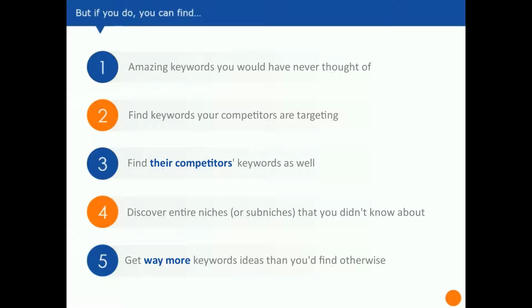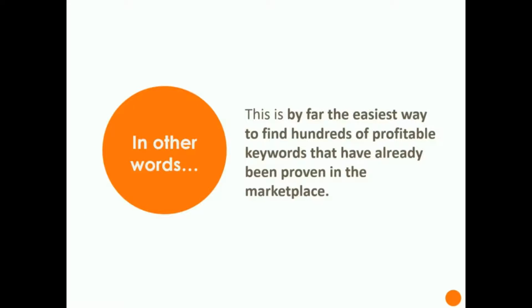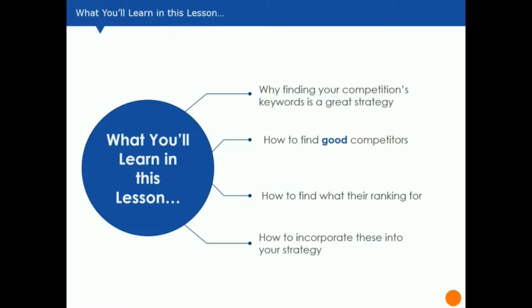So today we're going to go over two methods of doing this competitor research. One using SEMrush and one using Google. Ultimately, this is going to be one of the easiest ways of doing keyword research and coming up with ideas. And this is all the stuff that you'll learn this lesson. And we'll just jump into Google now to start off an example here.